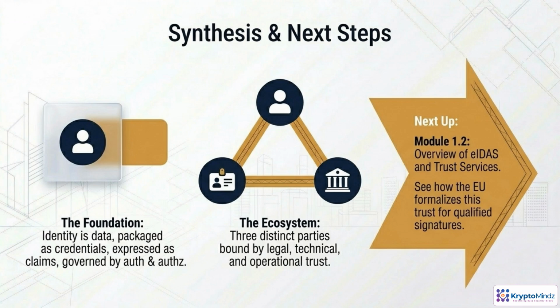You now have the core language of digital identity. Data as attributes, bundled into credentials, exchanged as claims, controlled by authentication and authorization. You've also seen the basic ecosystem of user, bank, and identity provider, all relying on trust. Next, we'll connect this to eIDAS and formal EU trust services.